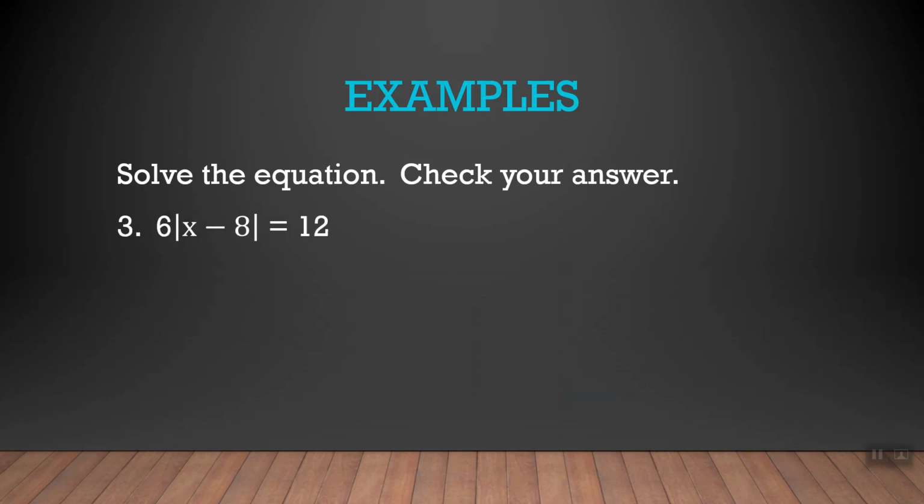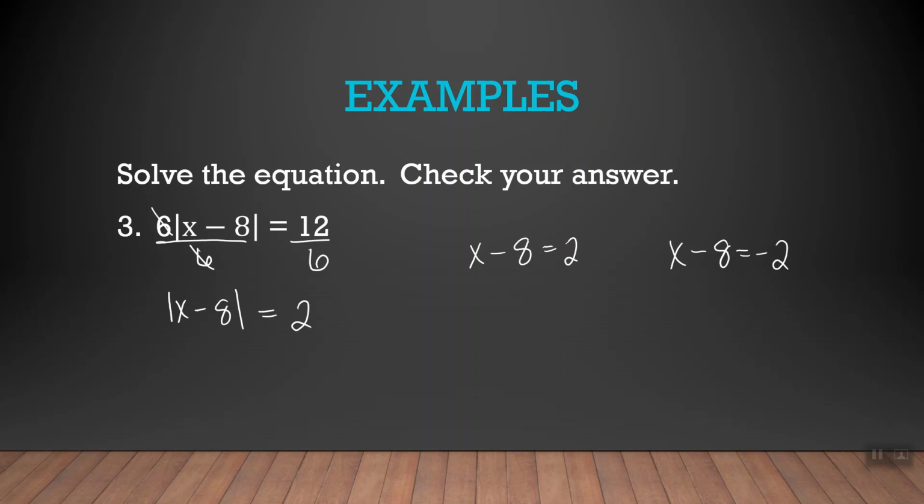Number 3 is the first one where we see the absolute value is not isolated. You first have to isolate the absolute value. I have to get rid of the 6 that's being multiplied out in front by dividing both sides by 6. Now I have the absolute value of x minus 8 equal to 2. The absolute value is isolated, so now I'm going to write my two equations. I have x minus 8 equals 2, and I have x minus 8 equals negative 2. Solving both equations for x by adding 8 to both sides, I get x equals 10, and x equals 6.